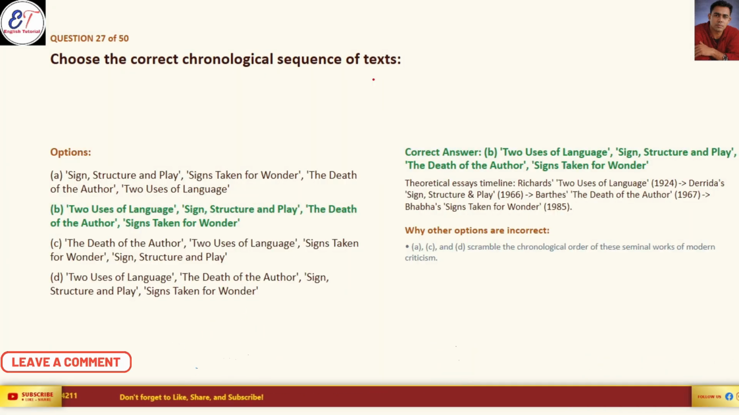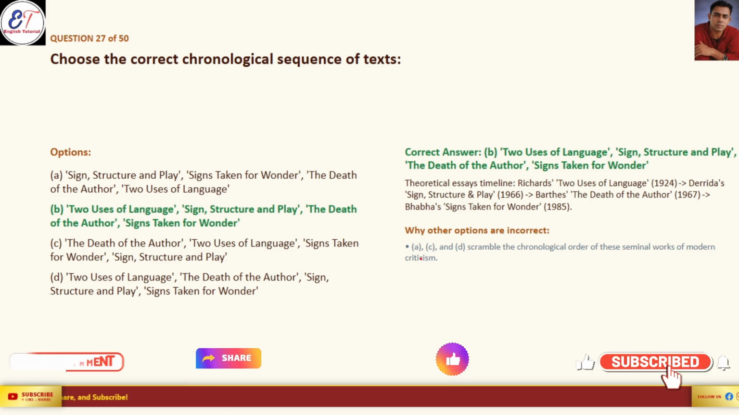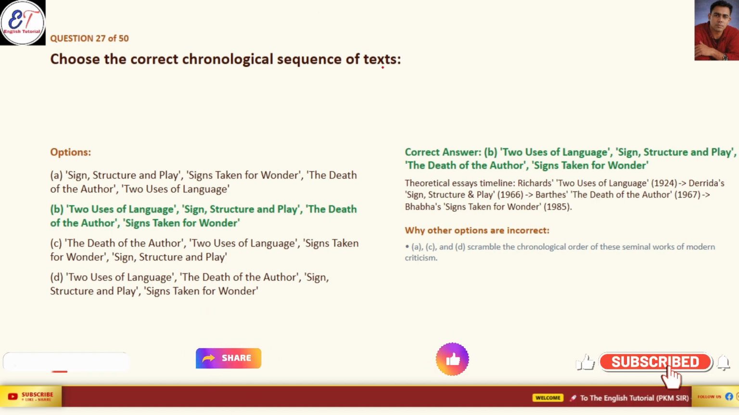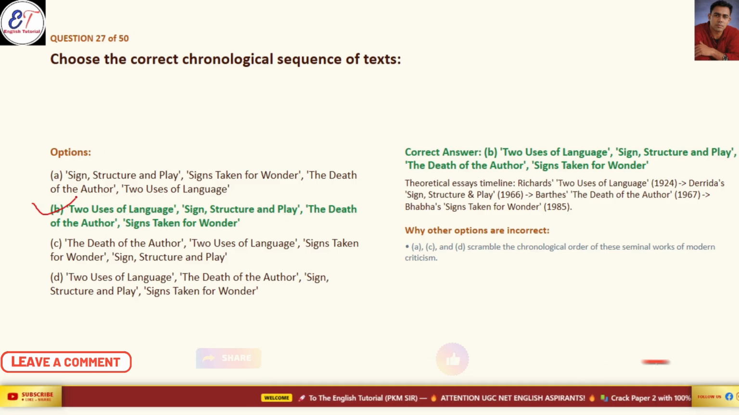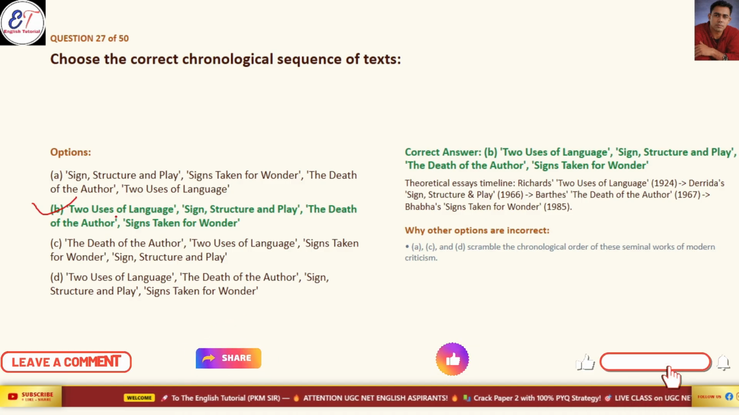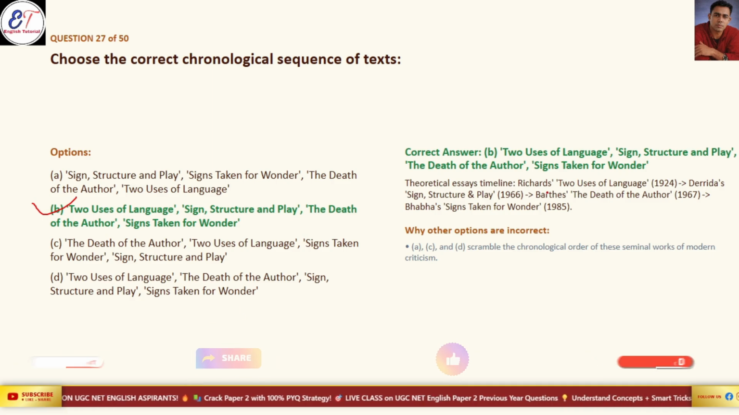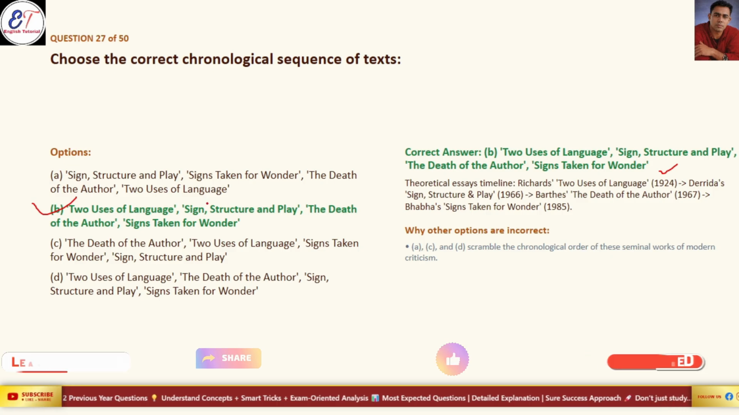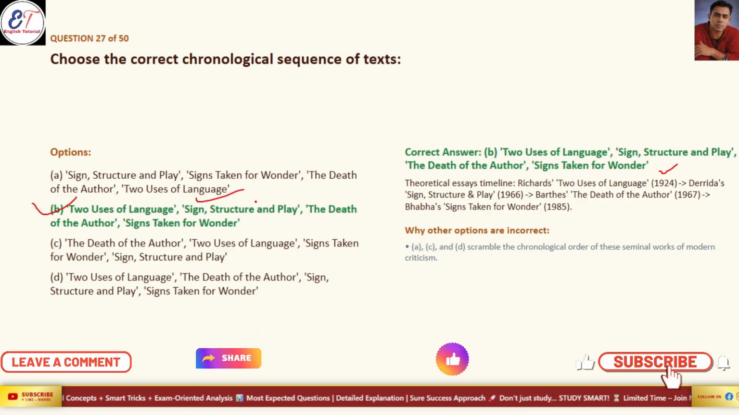So now choose the correct chronological sequence of the texts. It is coming from the literary criticism portion, so you need to correct the sequence of the texts. Now our first option is option B. First one is Two Uses of Language, which came in 1924. Then Structure, Sign and Play.